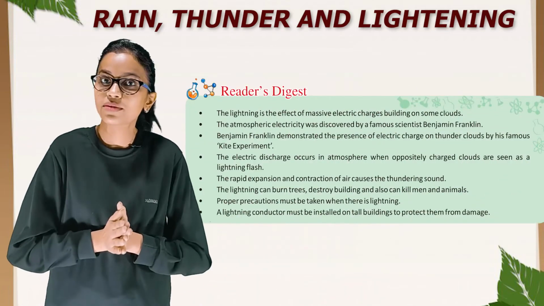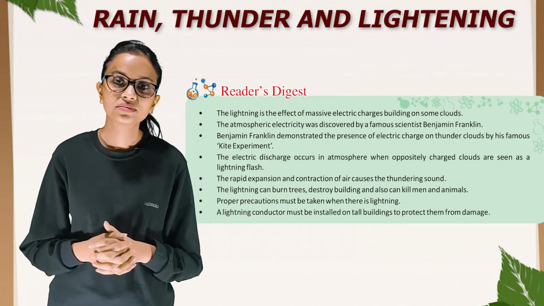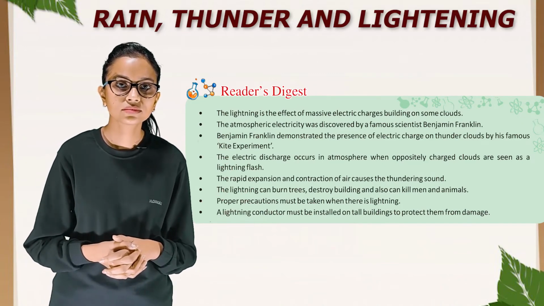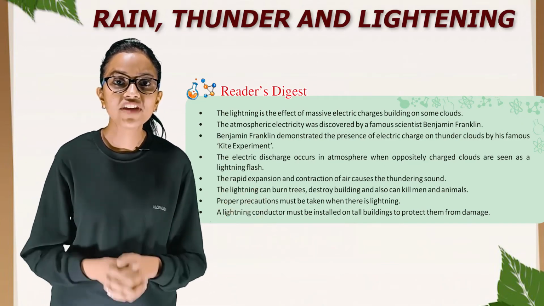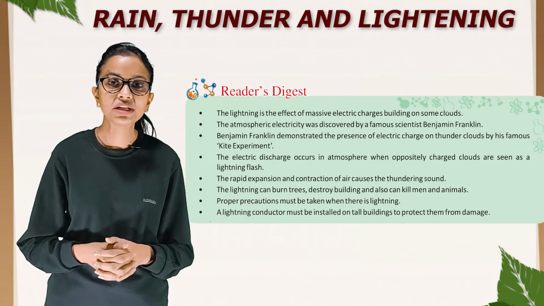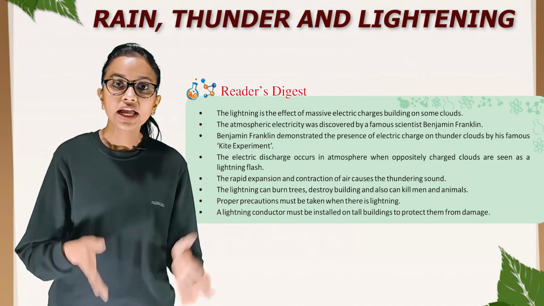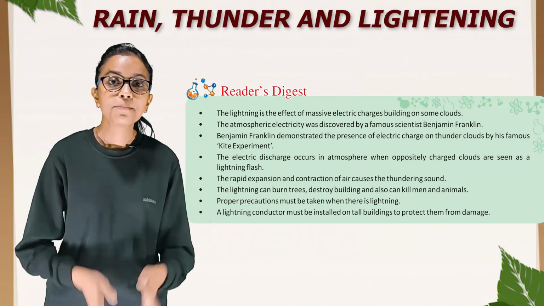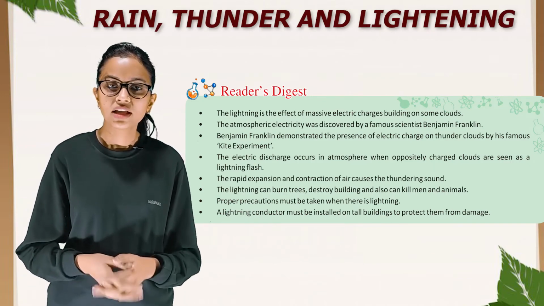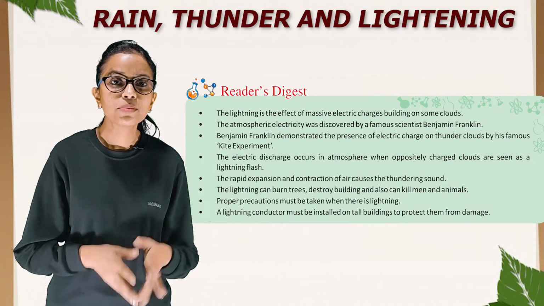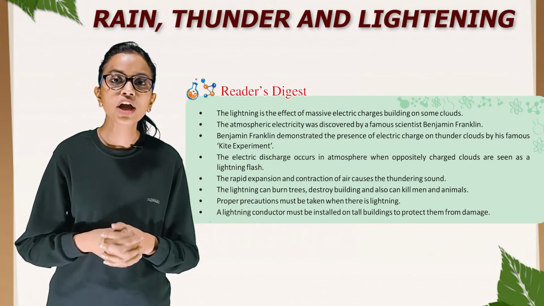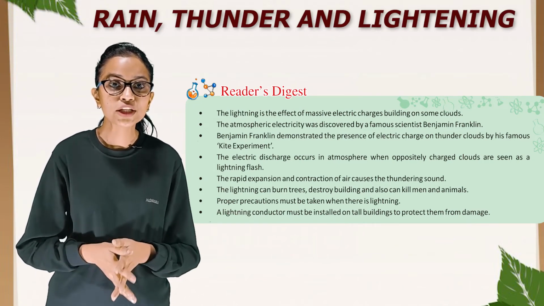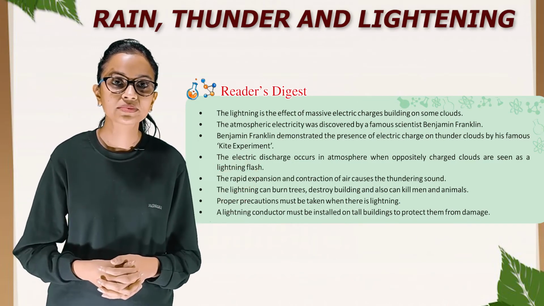So students, it's time for Reader's Digest. The lightning is the effect of massive electric charges building on some clouds. The atmospheric electricity was discovered by a famous scientist, Benjamin Franklin. Benjamin Franklin demonstrated the presence of electric charges on thunder clouds by his famous Kite Experiment.